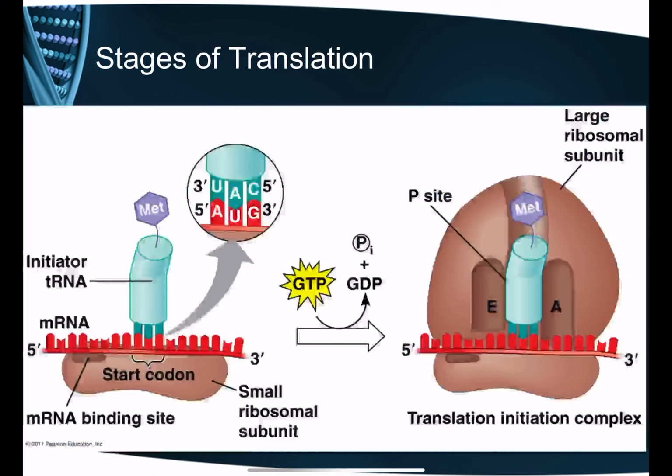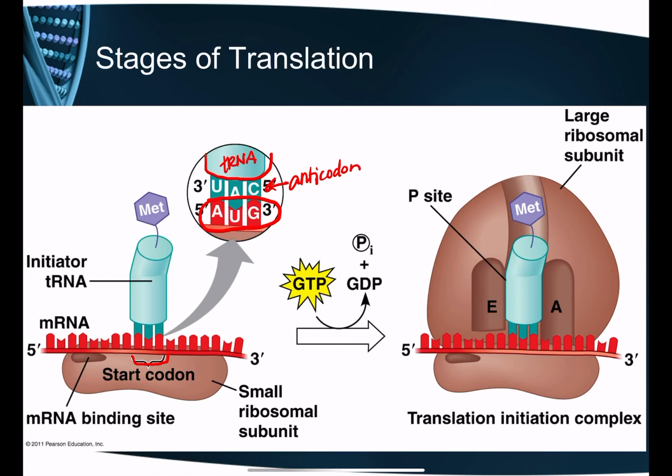All right. So let's look at these three stages of translation again and talk about these E, P, and A sites a little bit more. So here's our start codon on the mRNA, which is red here. It says AUG. So here's that tRNA right here, and then the anticodon right here that's going to read UAC.